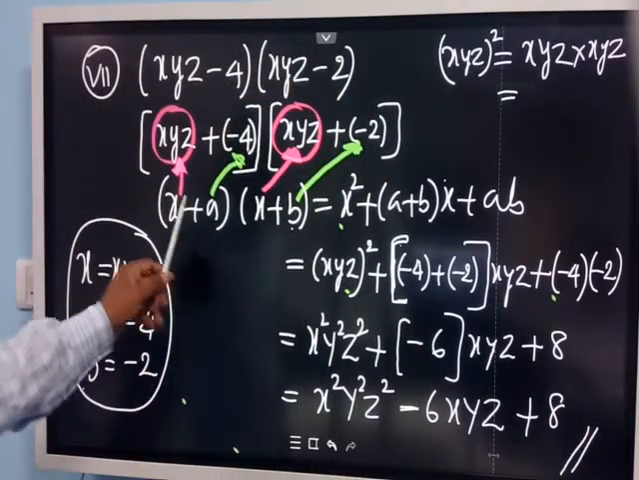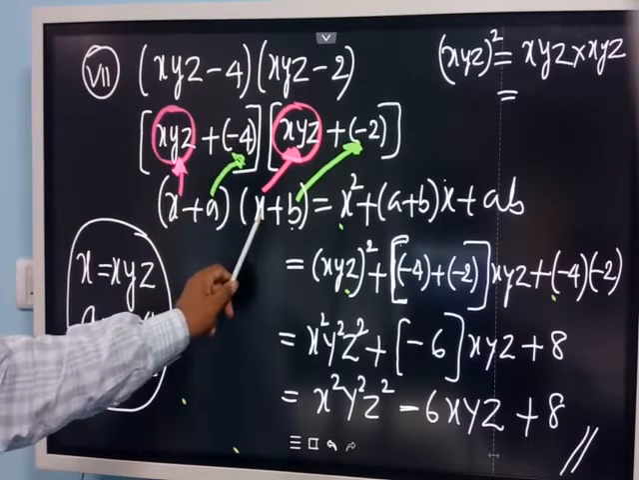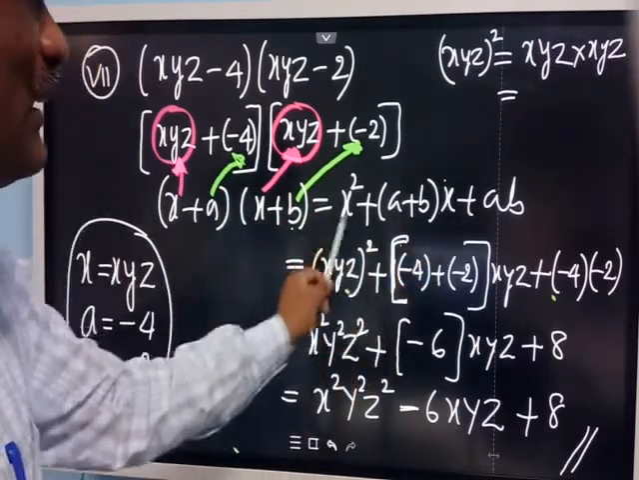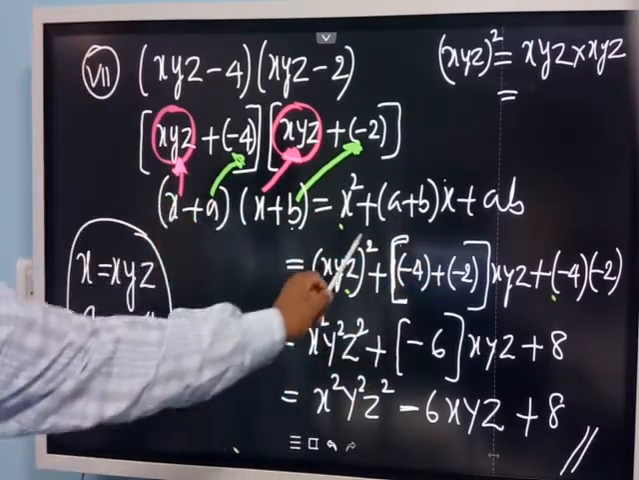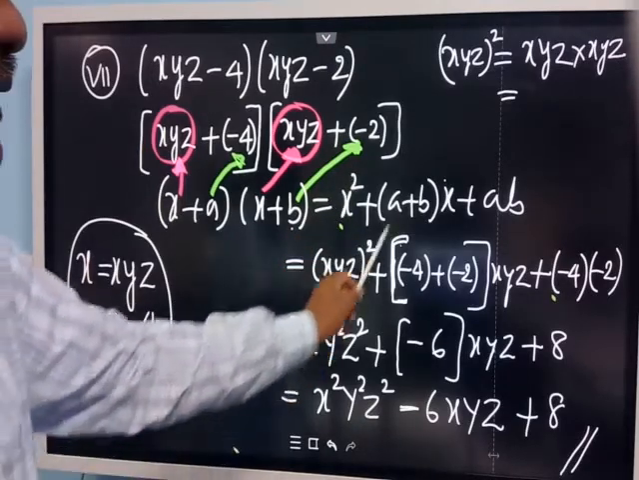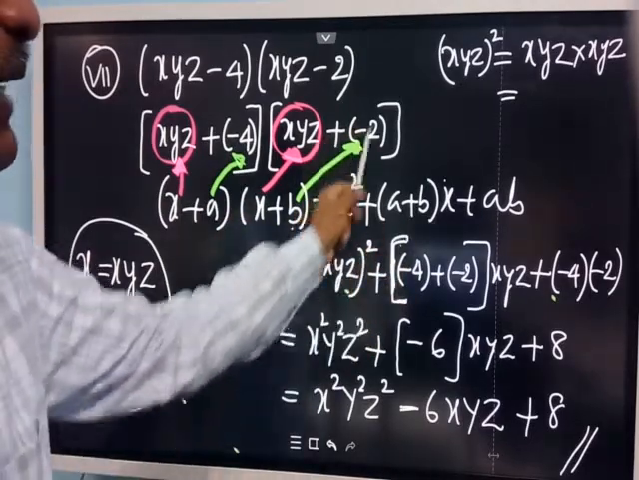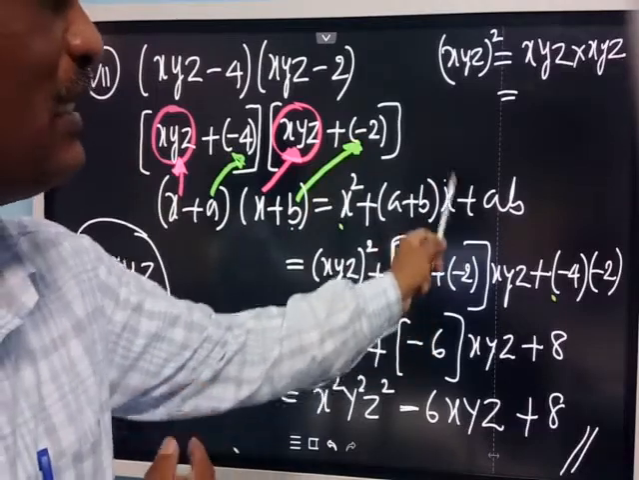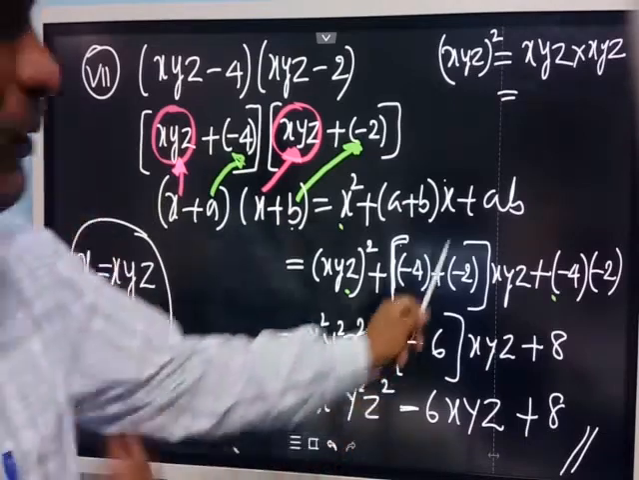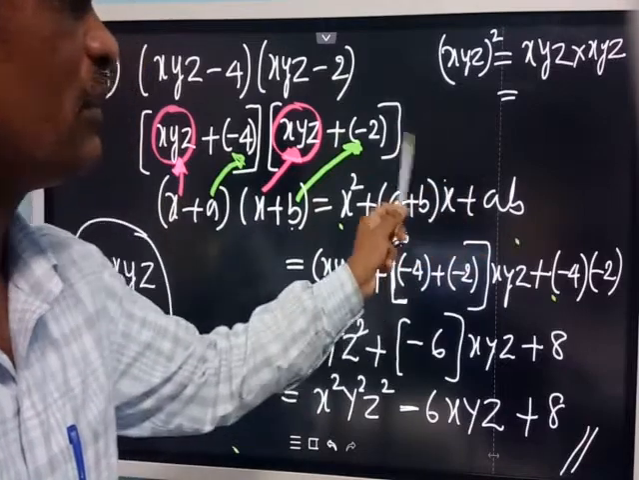Again look at this. Compare the formula. In place of x you have xyz. In place of a, minus 4, and b, minus 2. You substitute in this formula. x square means xyz whole square, the square as it is, and these two as it is. Only in place of x I am writing xyz. Here a value is minus 4, b value is minus 2. Again here we have x, so you have to write xyz. Plus as it is, in place of a you write minus 4, in place of b you write minus 2.